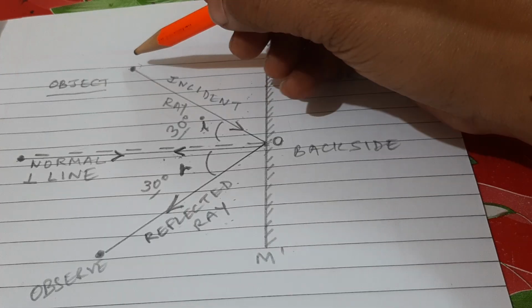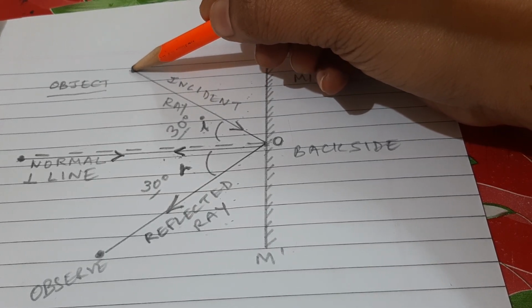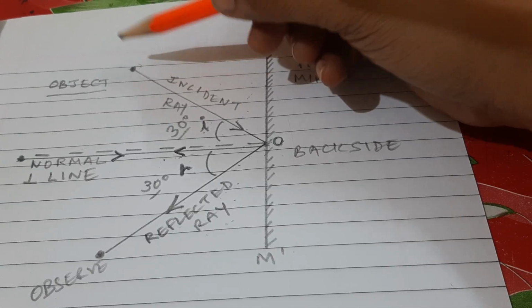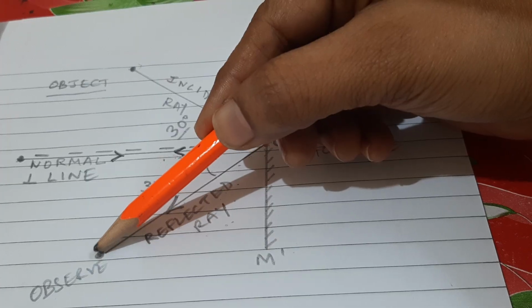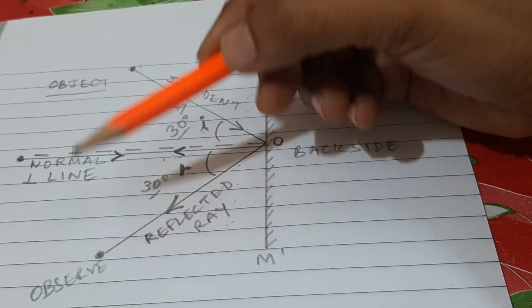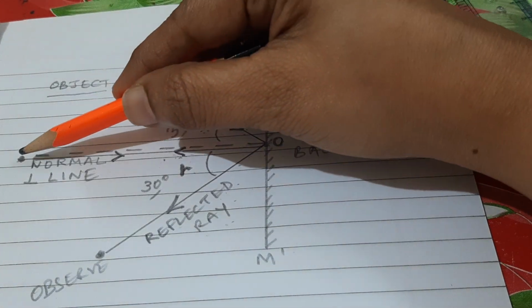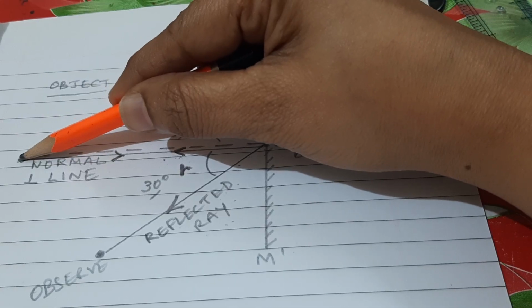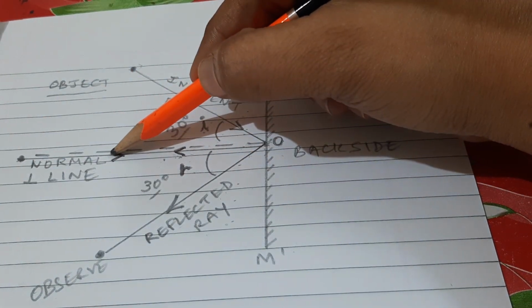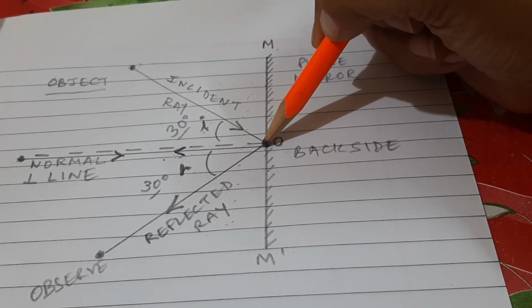In this case, the object has been kept towards the left side of the reflecting surface of the mirror, and the observation is also taking place from towards the left side of the reflecting surface of the mirror. What happens if the object is placed near normal so that the incident ray is falling at the point of incidence in perpendicular direction?